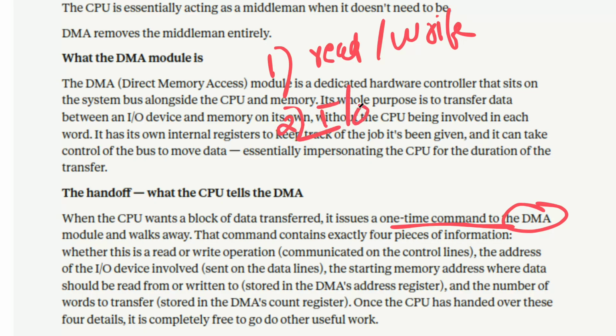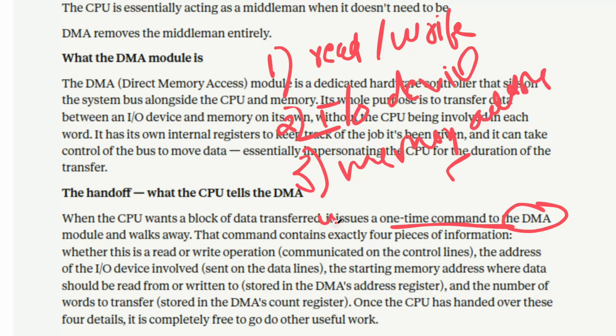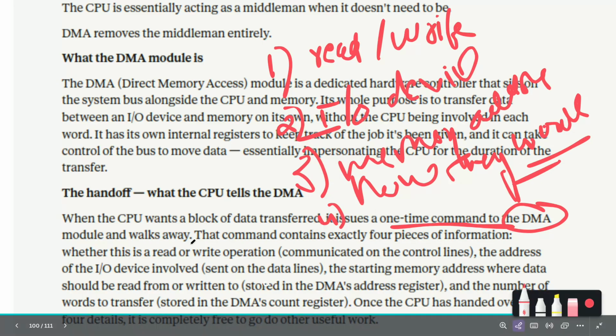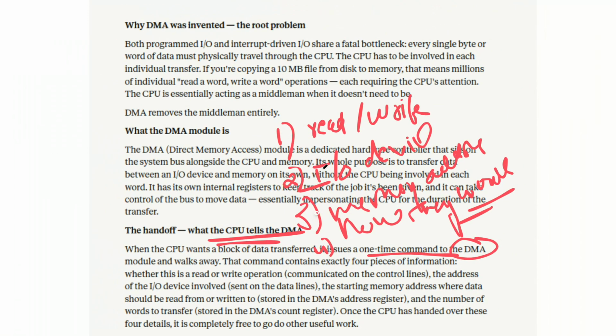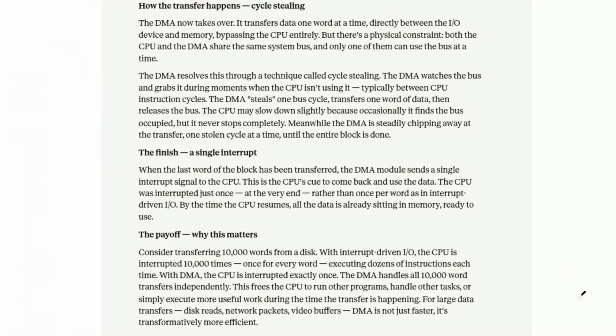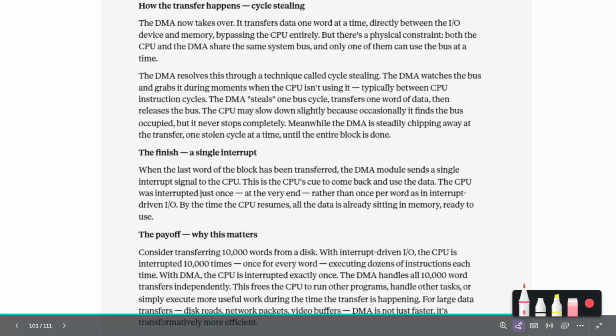The IO device's address. Then in which location of the memory I have to read or write: the memory address. Then the final thing it has to give is how many words I have to transfer, how many units of information. So these things are included in the CPU command when it is given to the DMA, and after giving this command, the CPU is now free to go do any other task. So after giving this command, the CPU has become free.